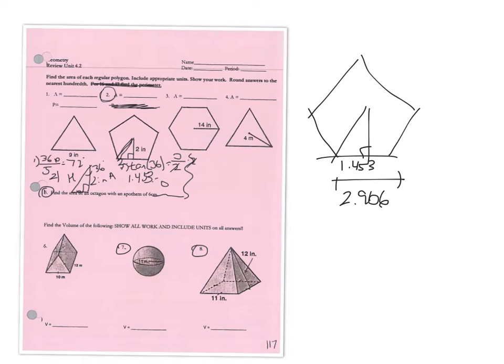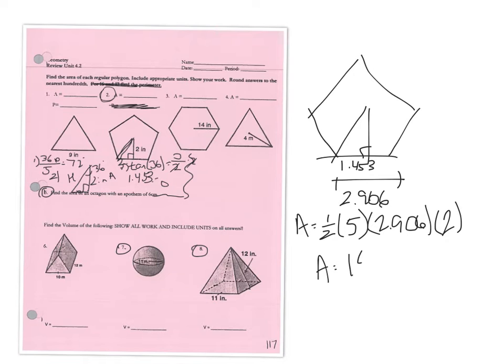And it says find the area. Well, area equals 1/2 times the number of sides, which is a pentagon, so 5, times the side length, which we just calculated is 2.906, and the apothem, which we were given, which is 2. Plug that all in the calculator, and you get 14.53. We're talking about area, so it's inches squared.